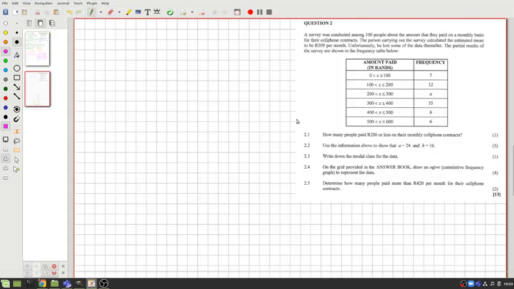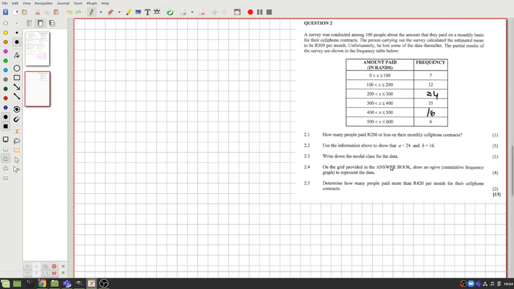2.4. So I've gone to a new page for this because we'll be needing graph paper. So they say, on the grid provided in the answer book, draw an ogive. An ogive is a cumulative frequency graph to represent the data. Alright, let's just fill in our values here. So we know that A we found was 24 and B was 16.